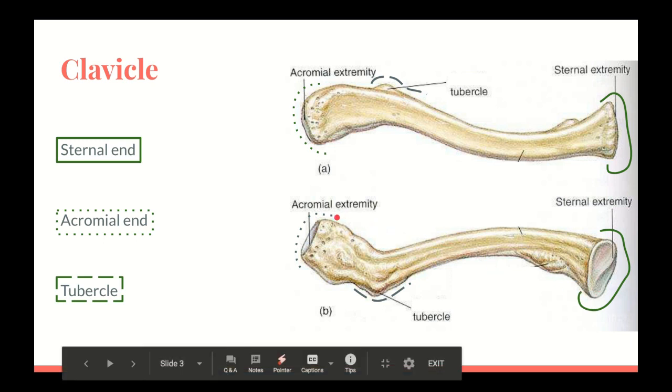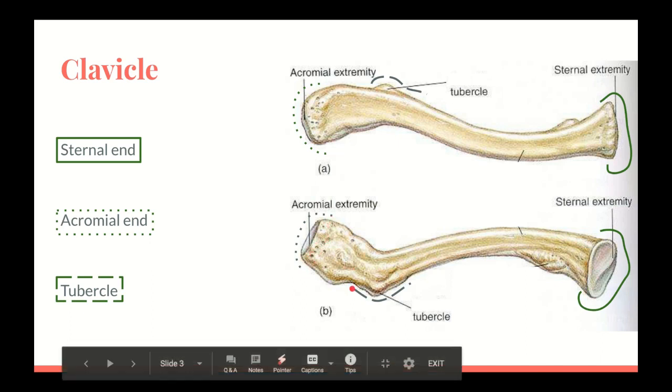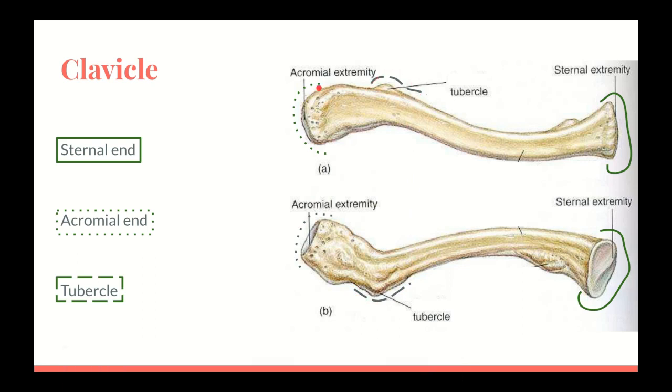Next, on the opposite end, we have the acromial extremity or the acromial end. The acromial end is much more flat, much more broad. It is going to be associated with the acromial process or the acromion of the scapula, which we'll get to in a minute. But again, much more flat. And then finally we have the tubercle. The tubercle is a small, rounded, bony projection coming from the clavicle.